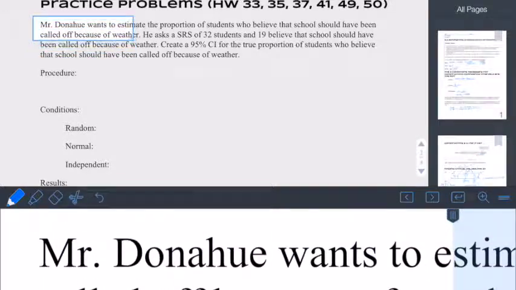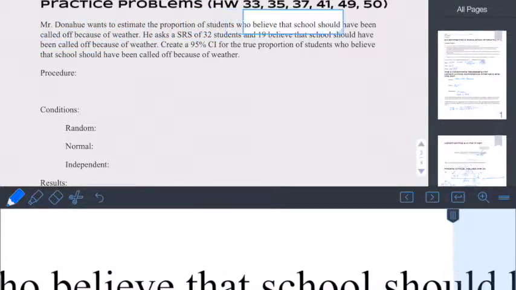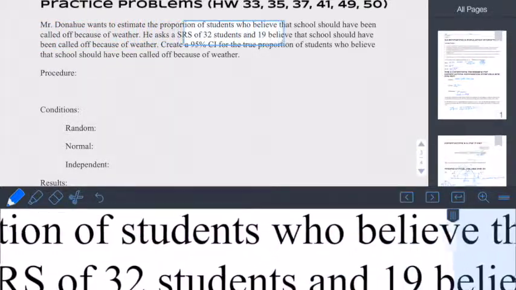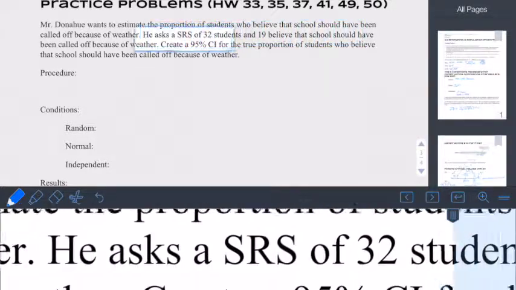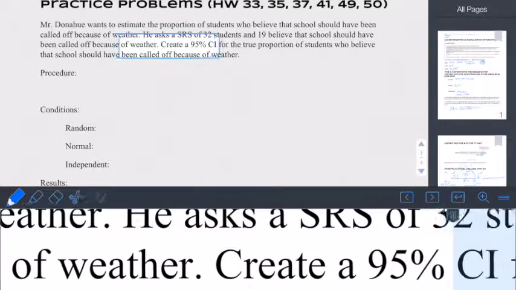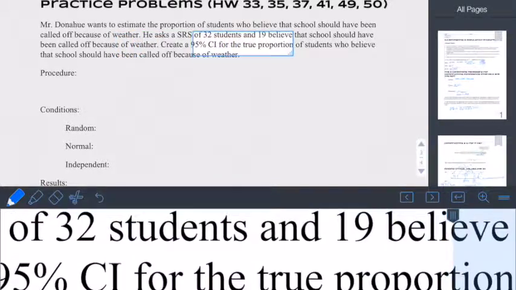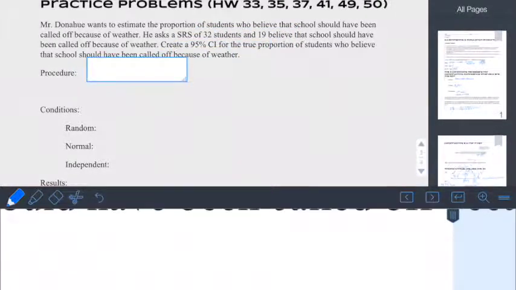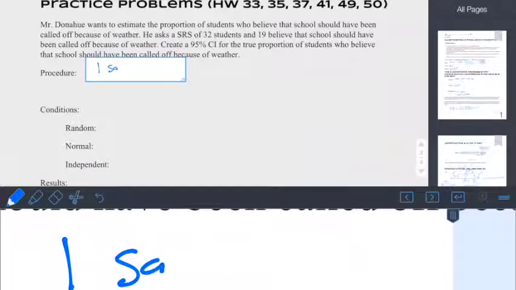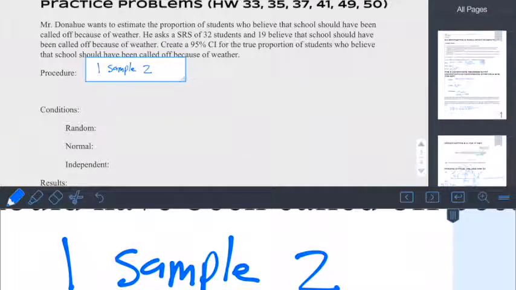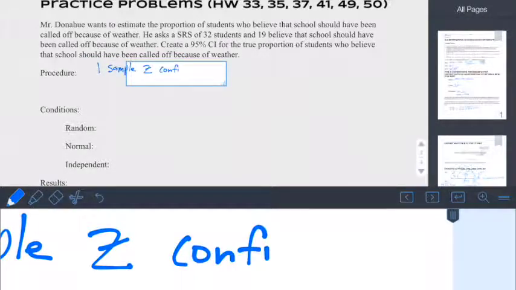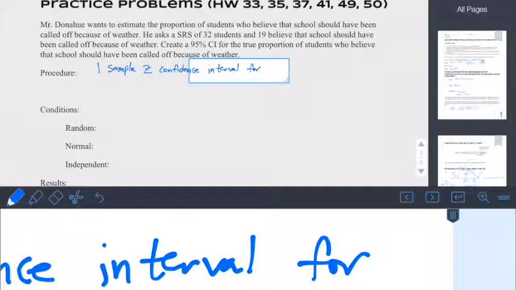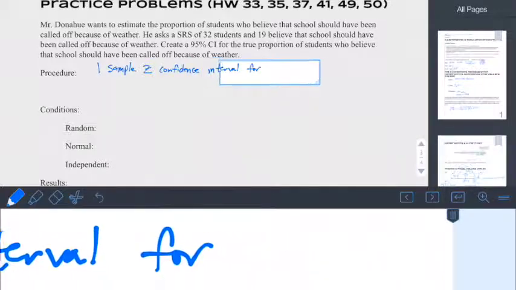So Mr. Donahue wants to estimate the proportion of students who believe that school should have been called off because of weather. He called a simple random sample of 32 students, and 19 believe that the school should have been called off because of weather. Create a 95% confidence interval for the true proportion of students who believe that school should have been called off because of weather. So if we name the procedure, we're going to do a 1 sample z confidence interval for the proportion of students who believe that school should be called off for weather.